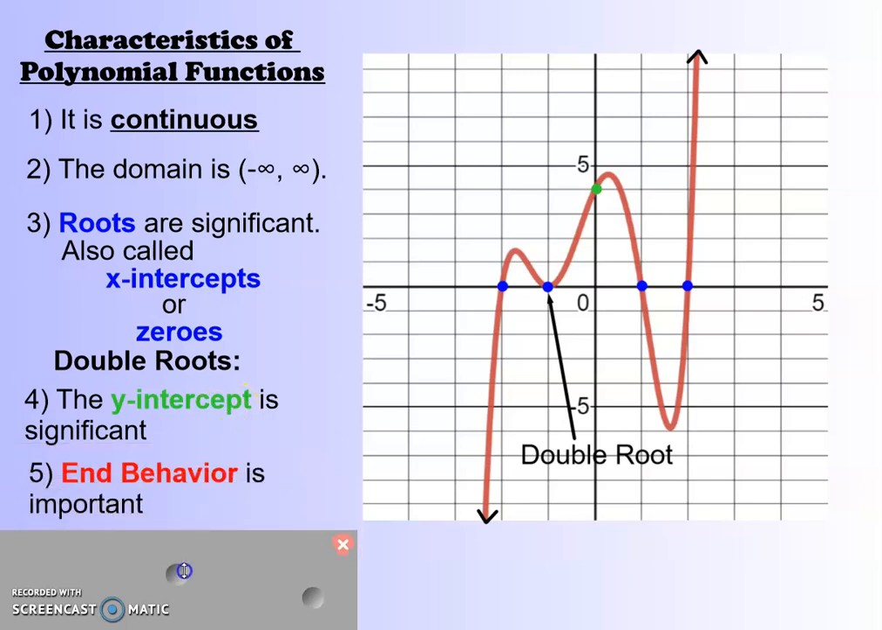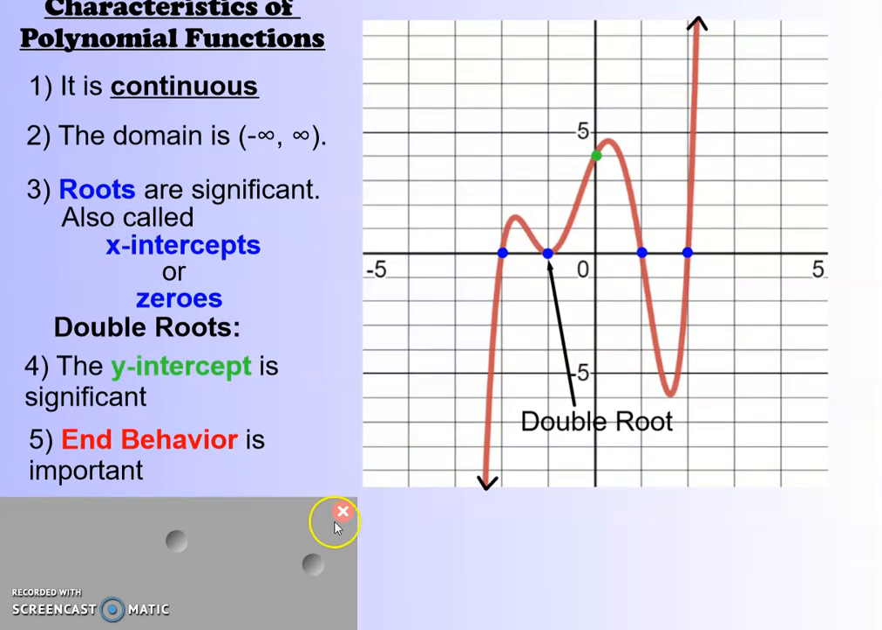We really want to focus on end behavior. And end behavior is what your graph is doing at the ends. At the left end, this graph is going down forever. At the right end, this graph is going up forever.